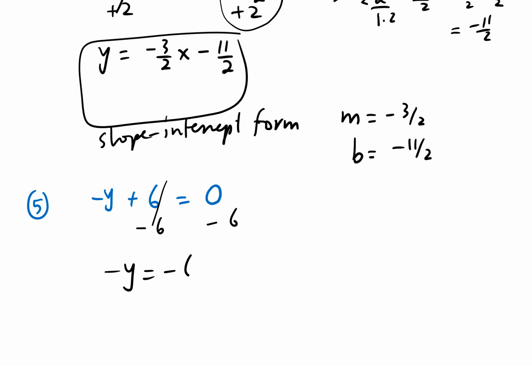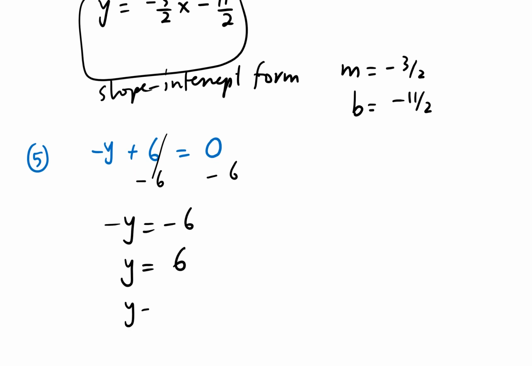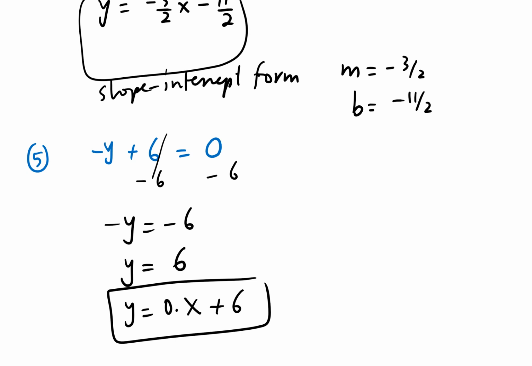Next one, we need to subtract 6 on both sides. Negative y equals negative 6. Then multiply by negative 1, so you get y equals 6. There's no x here, so it means 0x plus 6. That's the slope-intercept form of the line. Again, the slope here is 0, the y-intercept is 6.